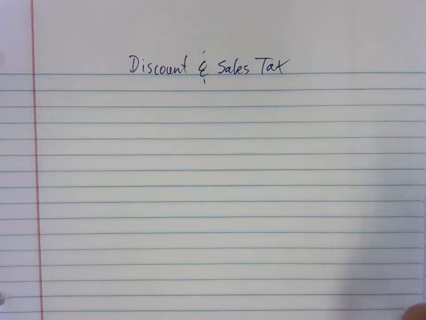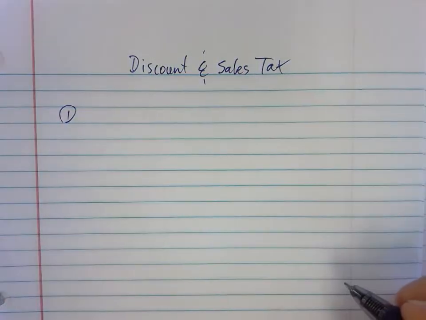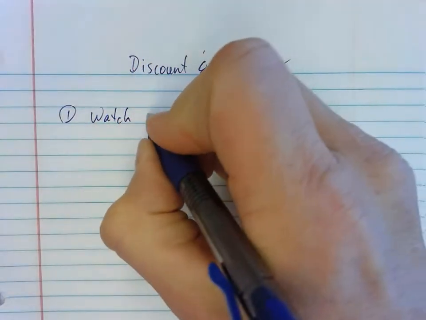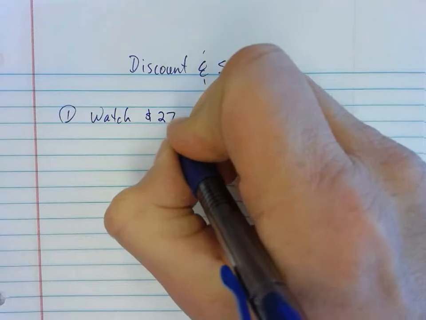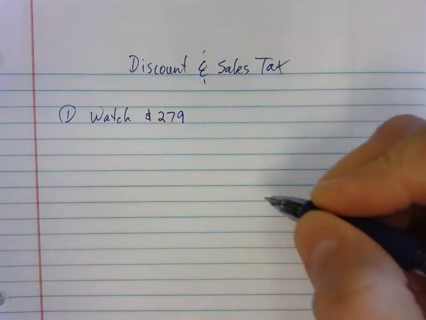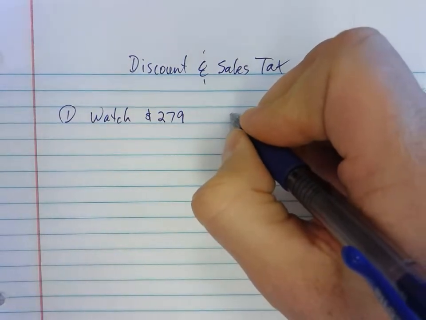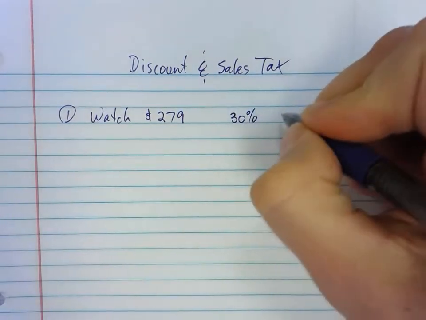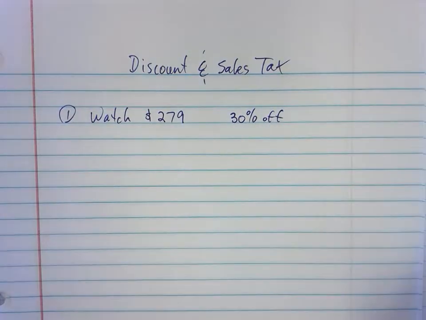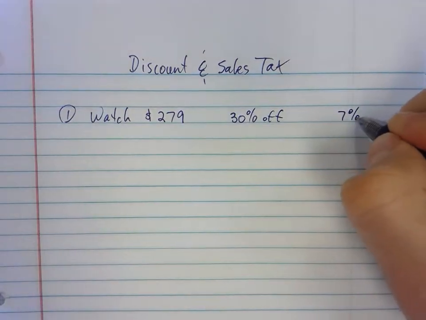So let's say we're going out shopping, and we are looking at a watch that normally costs $279. They are having a discount on it, so you can get a discount of 30% off, but you must of course pay tax before you can walk out of the store with it. So let's say we're going to pay 7% tax.